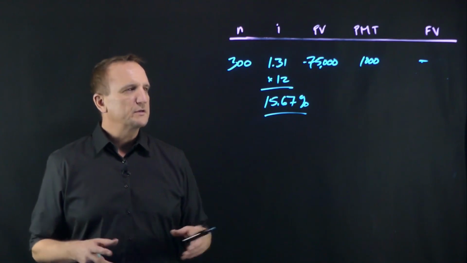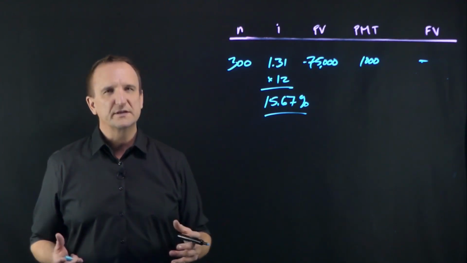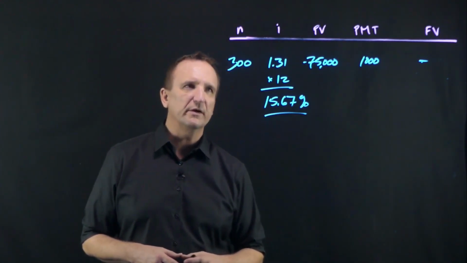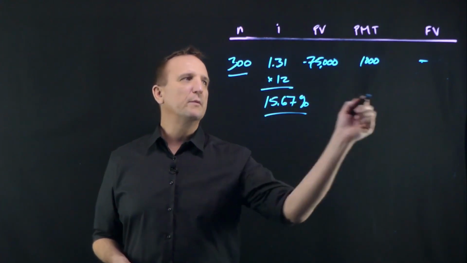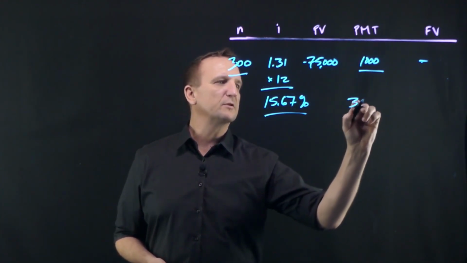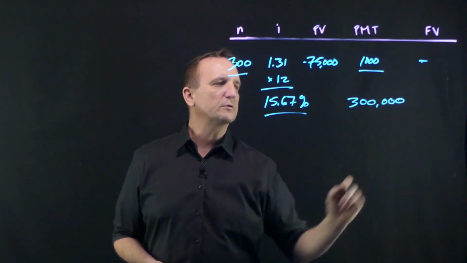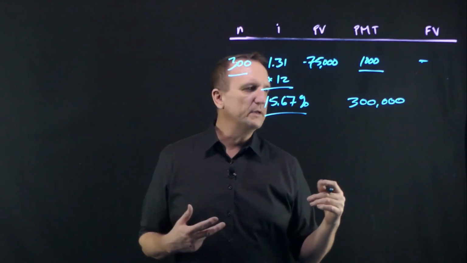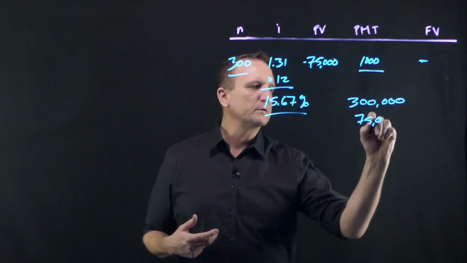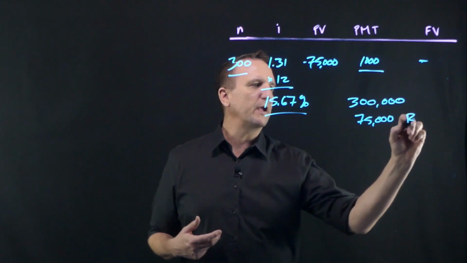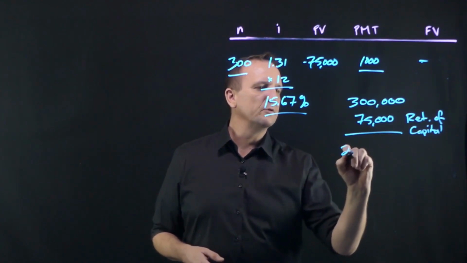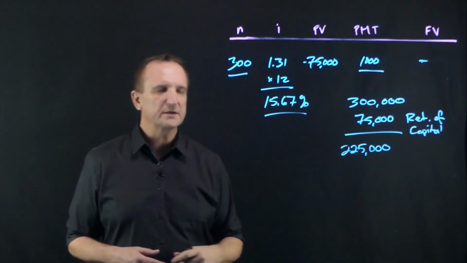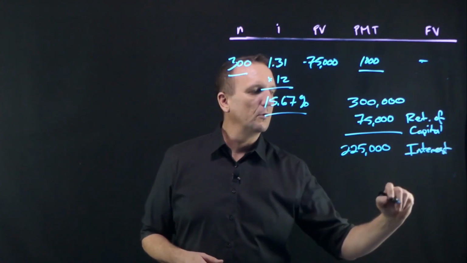So the second part of question 12 is pretty simple. It just says how much total cash is being received on the investment. Well, we know that. We get 300 payments of $1,000. So that's $300,000. That's the total cash. We paid $75,000, so $75,000 would be return of capital. And the rest of that, $225,000, is considered interest earned or profit.